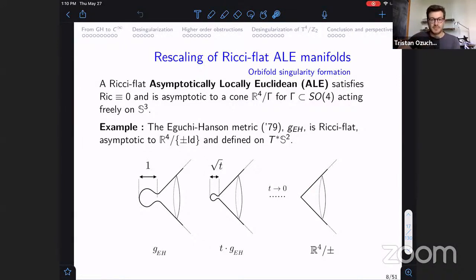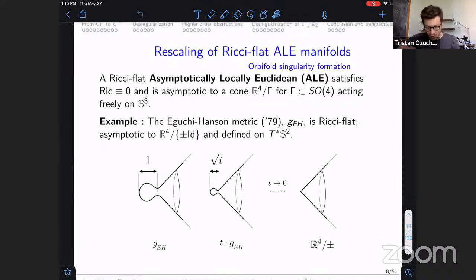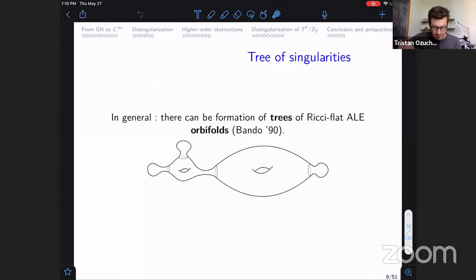So in some sense, they appear in a very simple way. The problem is that we don't really understand these metrics. That's why the work of Ayo and Olivier Biquard is extremely important. It's important to understand these spaces, to understand the degeneration, and also in Ricci flow and in other contexts. More generally, you may have trees of singularities appearing, that is, singularities appearing on top of each other.